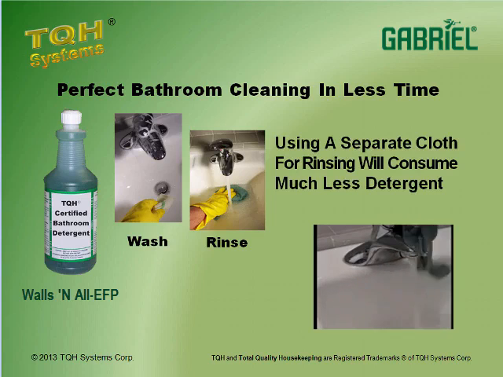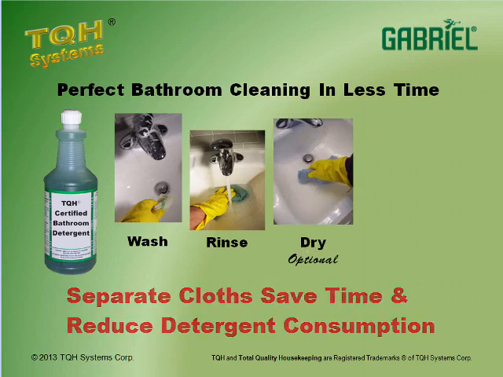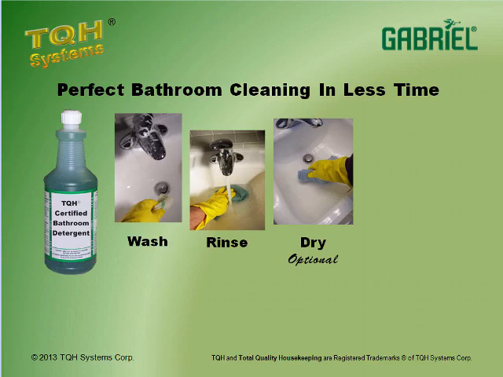Why do you want to rinse out of that washcloth all of the detergent that you could use in the next sink? Wash with one cloth and rinse with another. And then drying is optional. With TQH bathroom cleaner, you really don't have to dry because when that sink dries, there will be no afterfilm.